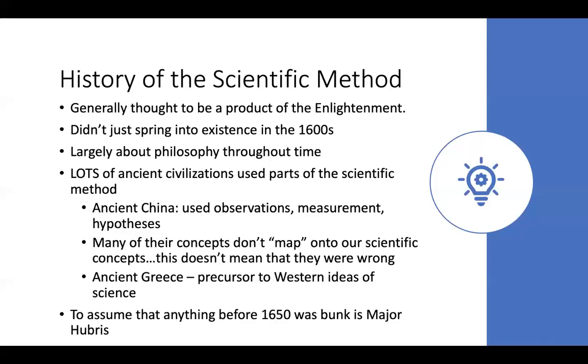So what we're talking about here is empiricism, the way of knowing something's true by observing it. I saw it with my own eyes. I observe it. I measured it. I weighed it, etc. So ancient China, they used observations. They used measurements. They made hypotheses, gathering evidence, testing their evidence. Many of their concepts in ancient China don't map onto our scientific concepts.